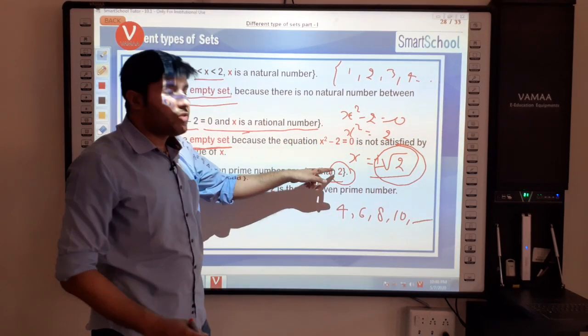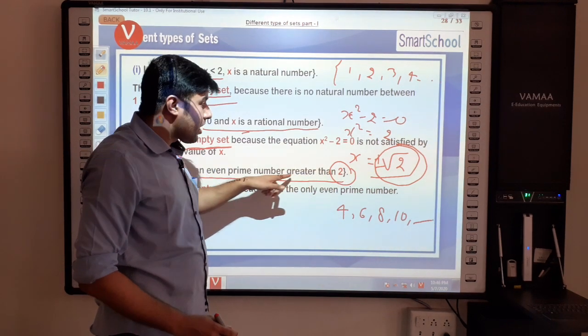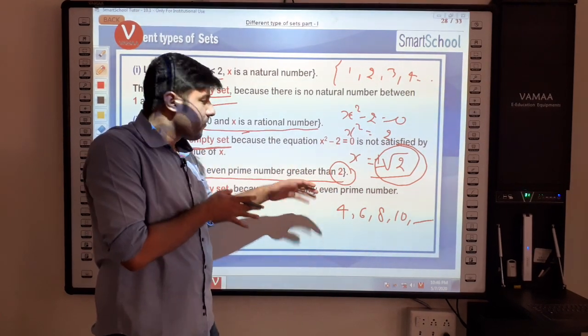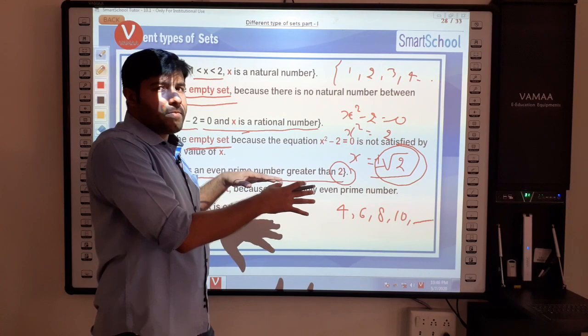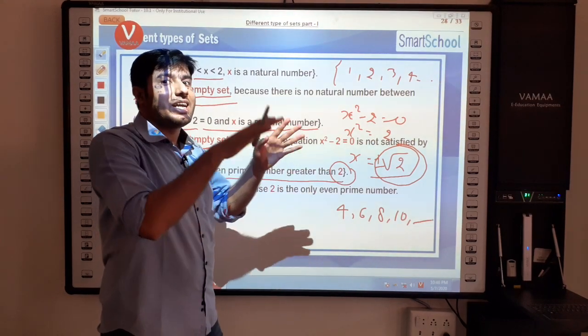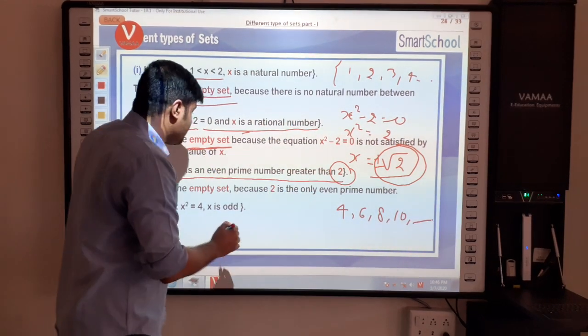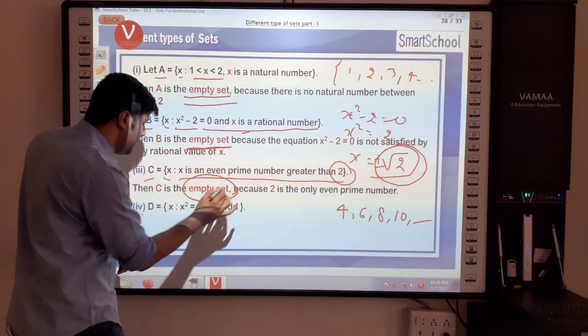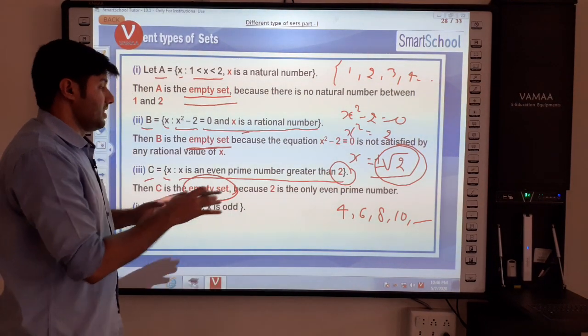And the prime number which is equal to 2, we are not asked to include in the set, which means in this set also we are not finding any element here, okay, which means this will also be considered an empty set or null set.